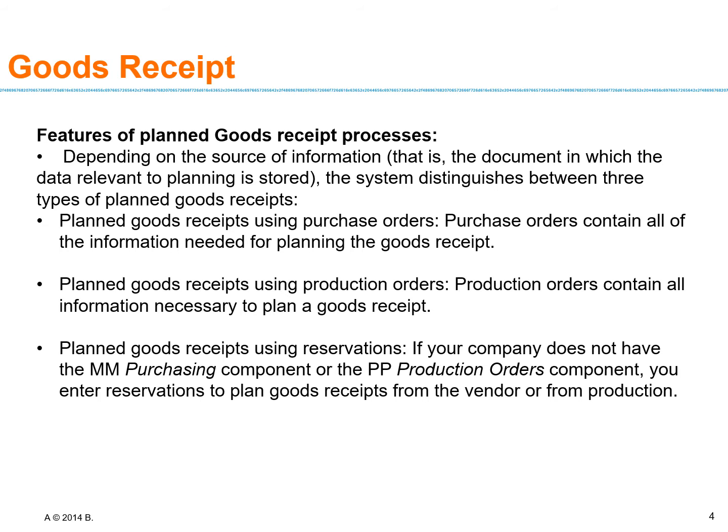So if your company does not have the purchasing component or the production orders, you enter a reservation to plan goods receipt from the vendor. Now, what is a reservation? Reservation is again the safety and buffer stock. So basically we can reserve some material, and we can keep the material in the reservations if there is some delay in the purchasing or the production component.